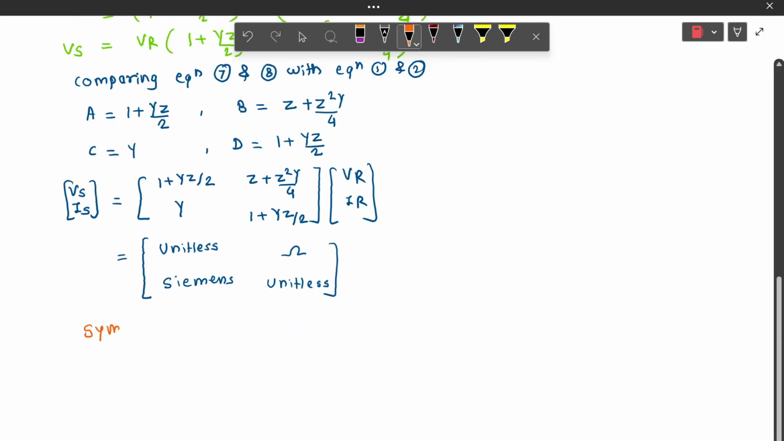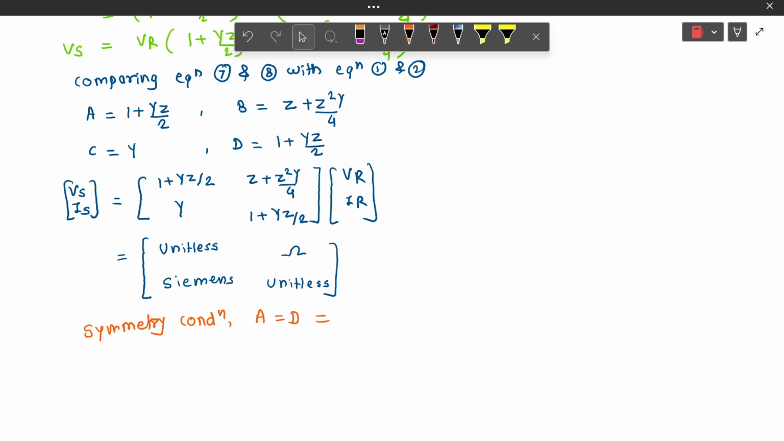For this we can also verify whether the circuit is symmetrical and reciprocal. The condition for symmetrical is A equal to D equal to 1 plus YZ by 2. Hence the circuit is symmetrical. Second, we check whether the circuit is reciprocal. The reciprocal condition is that AD minus BC should be 1.